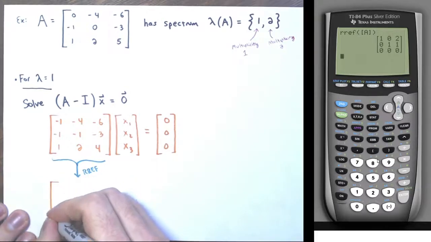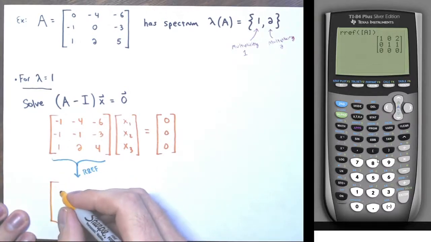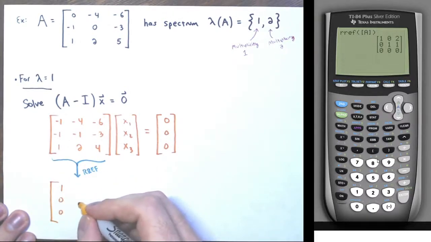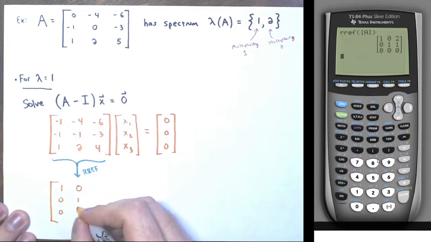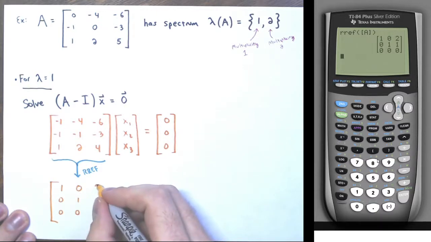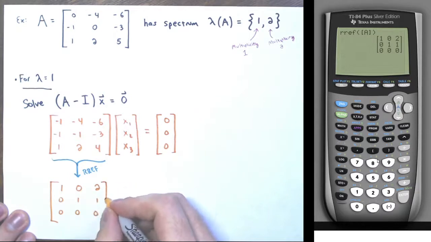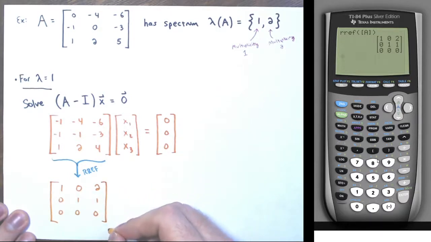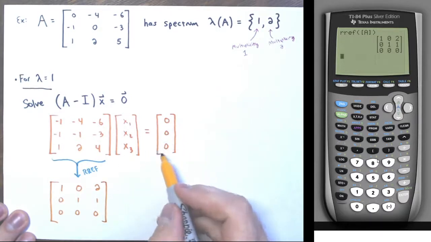So I'm going to write it out here. We have down the first column 1, 0, 0. Down the second column 0, 1, 0. And the third column 2, 1, 0. Now remember, I'm imagining that there's this equals 0, equals 0, equals 0 on the other side.